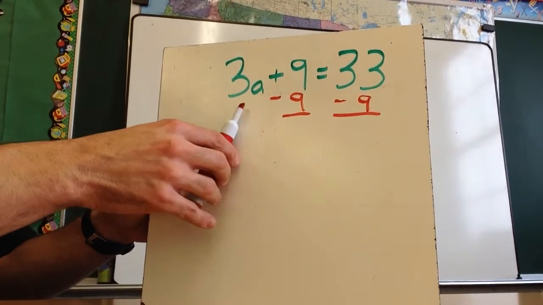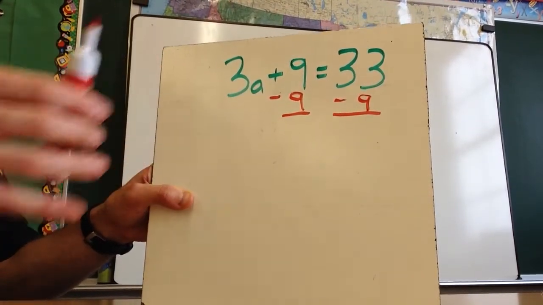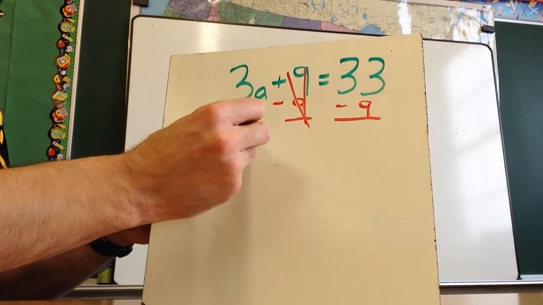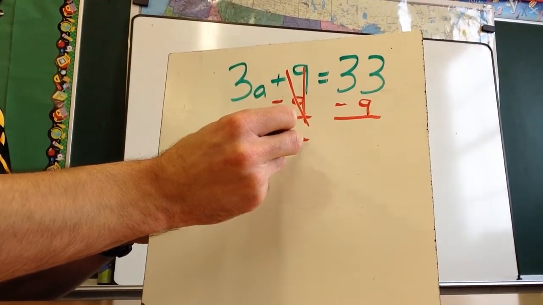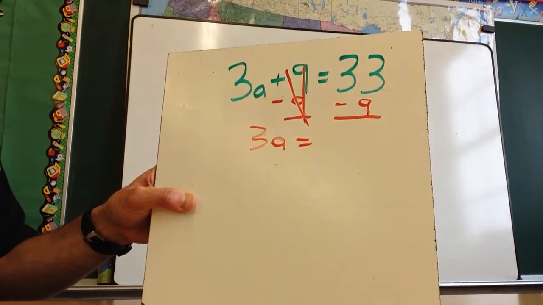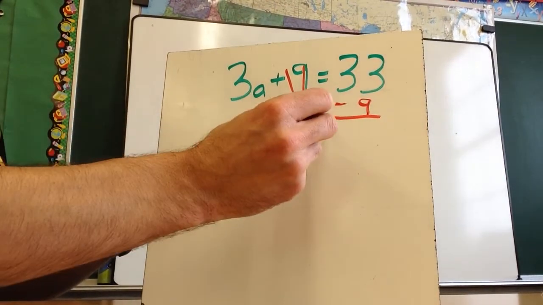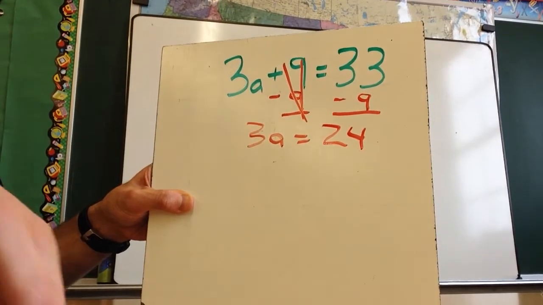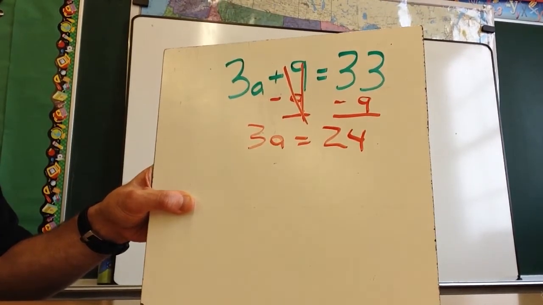So first I'm going to get 3a by itself, and then I'm going to get a by itself. When I subtract the 9, this goes away, so I'm left with 3a = 33 - 9, and this is 24. So now I have 3a = 24. Again, my goal is to get a by itself.